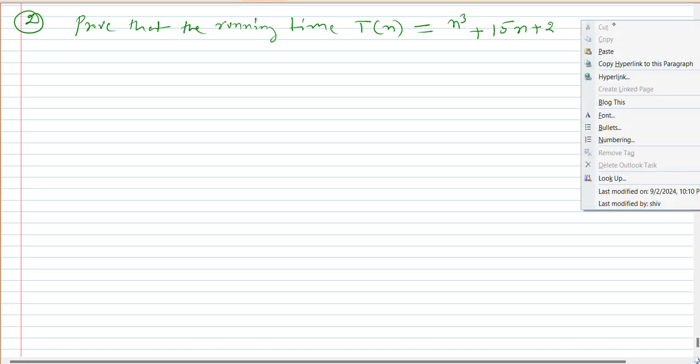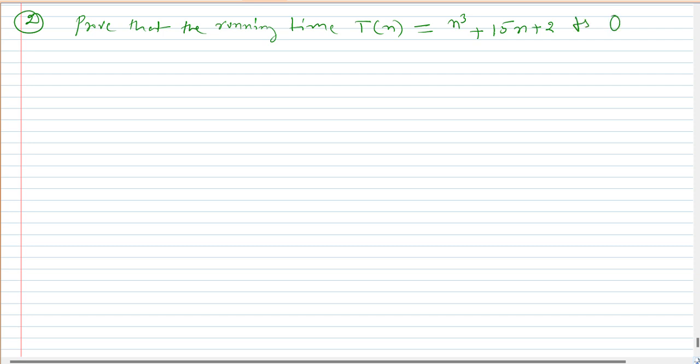So the second question is: prove that the running time T(n) is equal to n cube plus 15n plus 2 is big O of n cube.